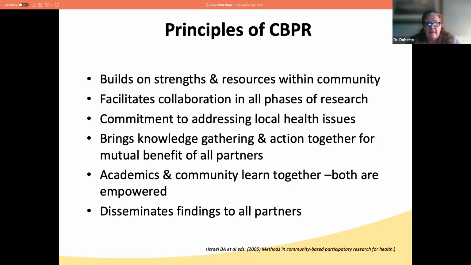Bringing knowledge and gathering knowledge and action together for the mutual benefit of all partners. So gathering the knowledge is one aspect, but then disseminating the findings and bringing true change to the community is one of the principles. Academics and community learning together, with both being empowered. So you have bidirectional co-learning. The community learns from the academicians, but most importantly, the academicians are learning from the community. And the dissemination to all partners, not just collecting the data, but returning results to the community so they can see that action is being taken and change is coming to the community.